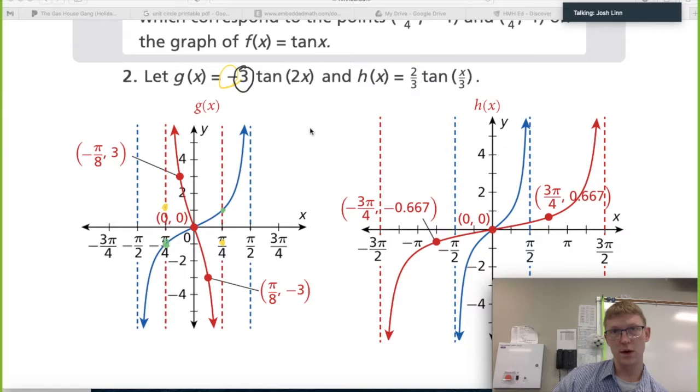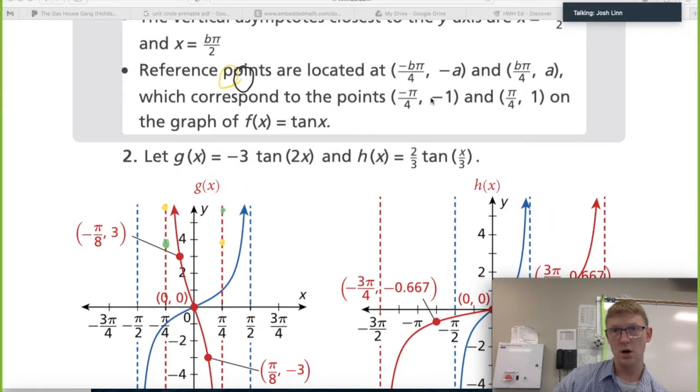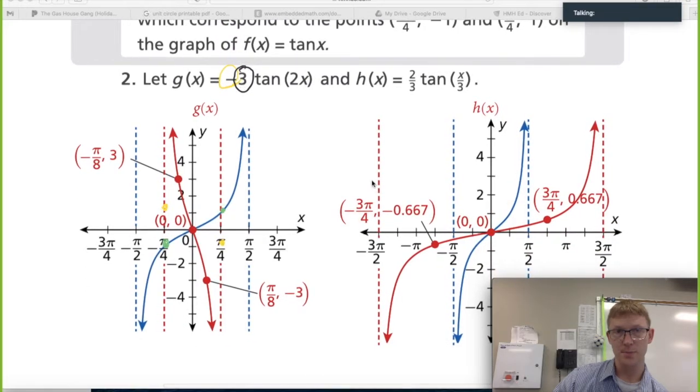So remember, our new reference point is at negative a, positive a. Which is the same for sine and cosine, but it's much easier there just because the amplitude changes. But anyway, so the 3 is a vertical stretch. So that means instead of 1, it's going to be all the way up here at 3. And again, we're on the other side of the x-axis because of that negative sign.